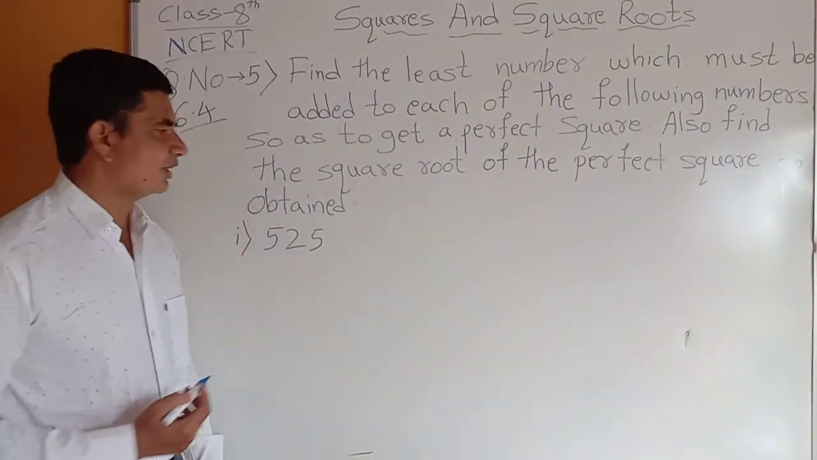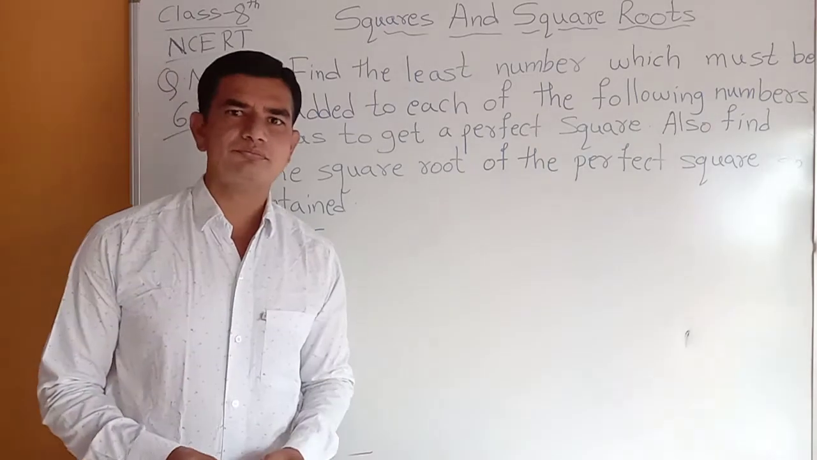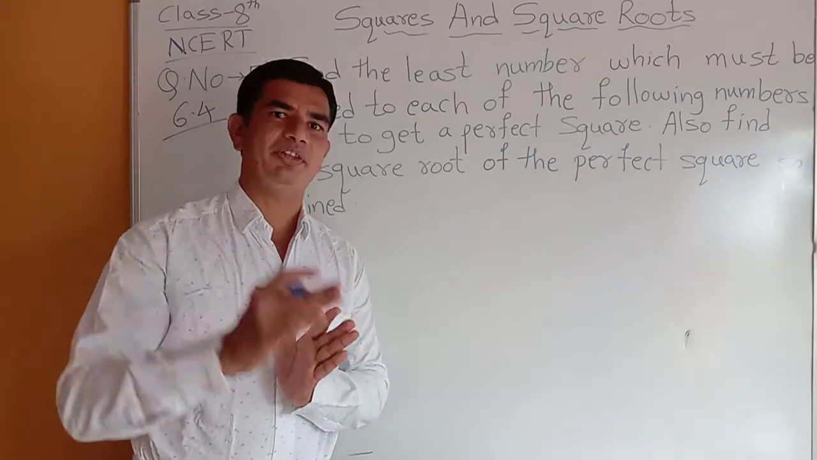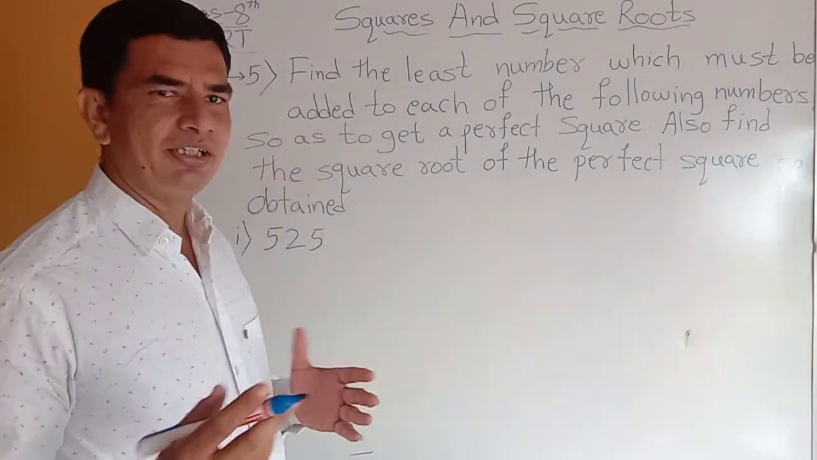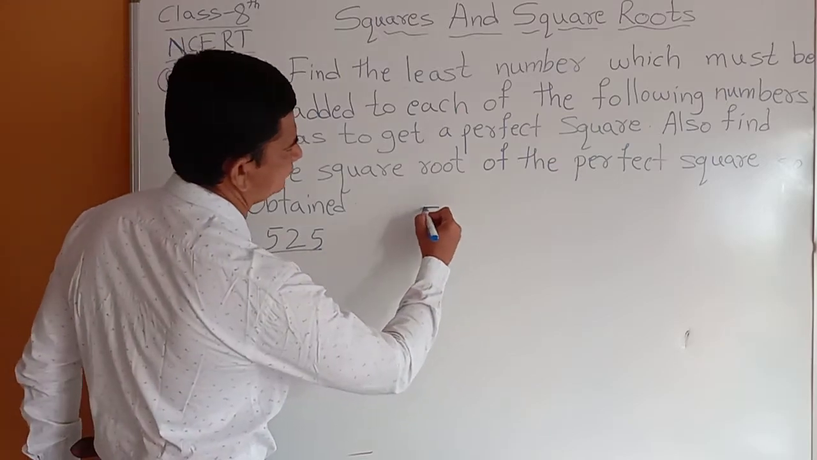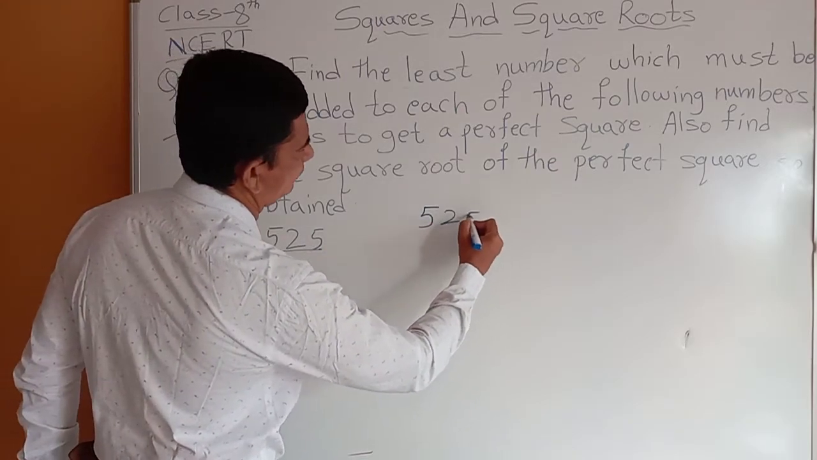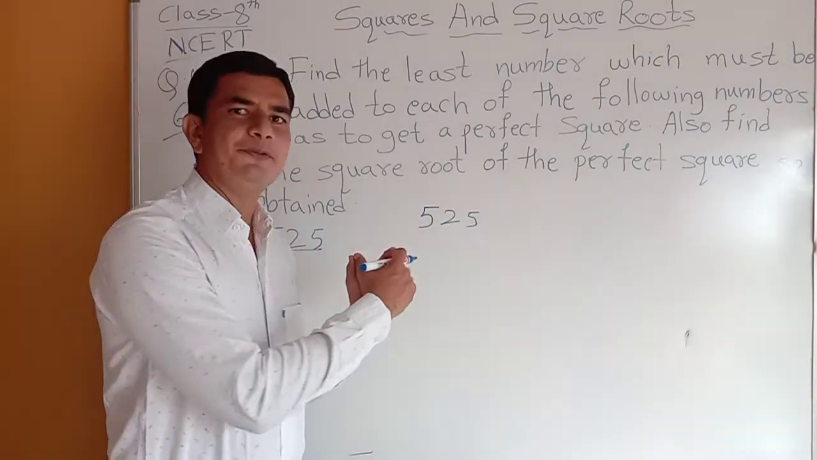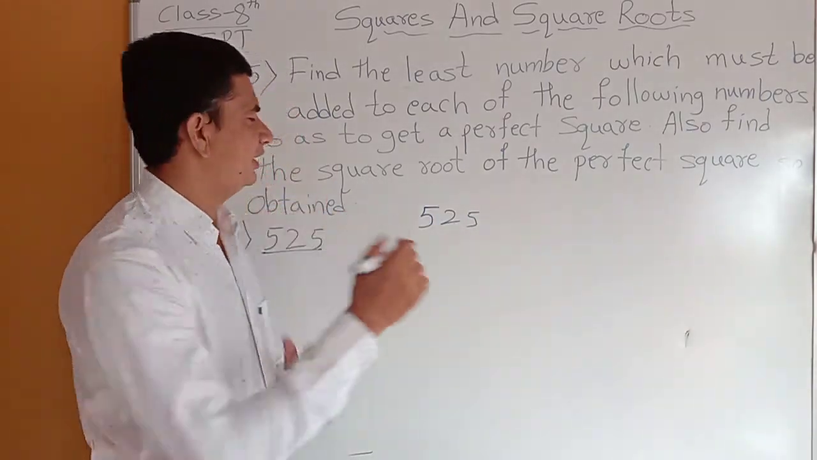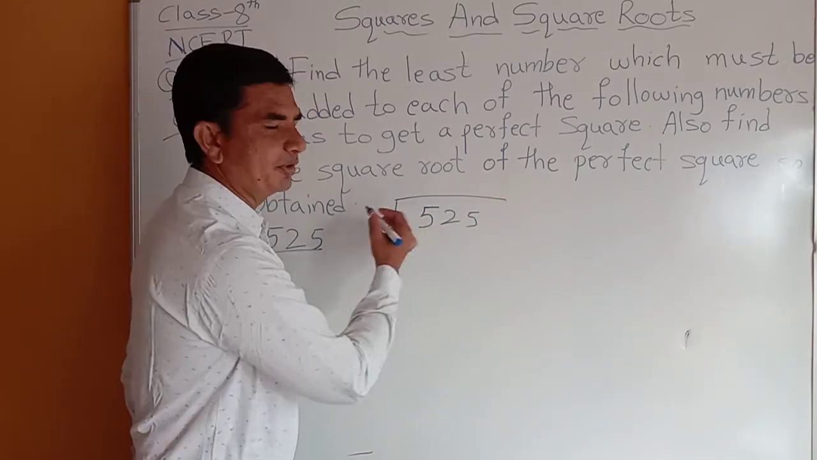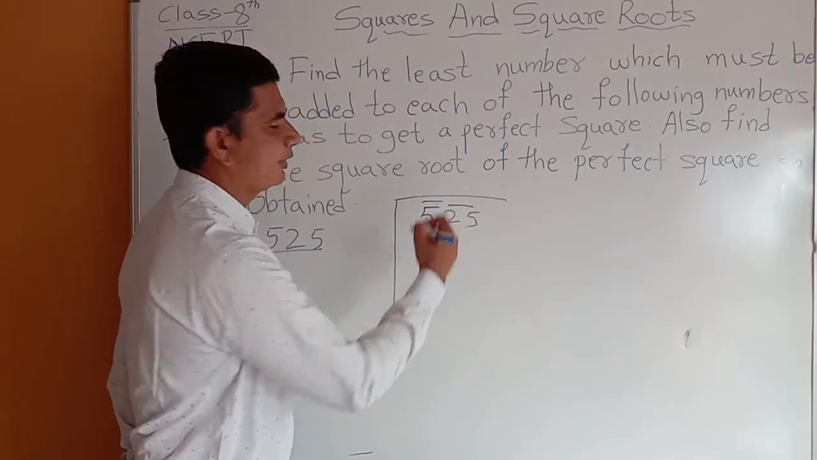In that, the first one is 525. Already you know how to do the division method. If you don't know, I will explain again here. Not to worry. So the question is 525. First you have to find the square root of this number with the help of the division method. So make pairs from the right side. One pair and this is one pair.